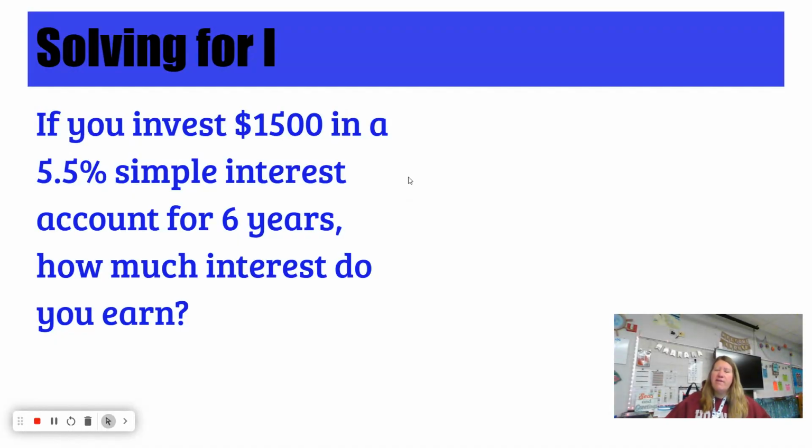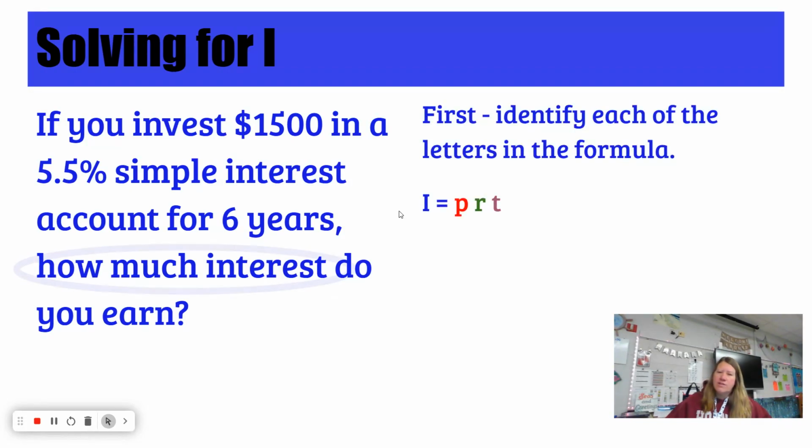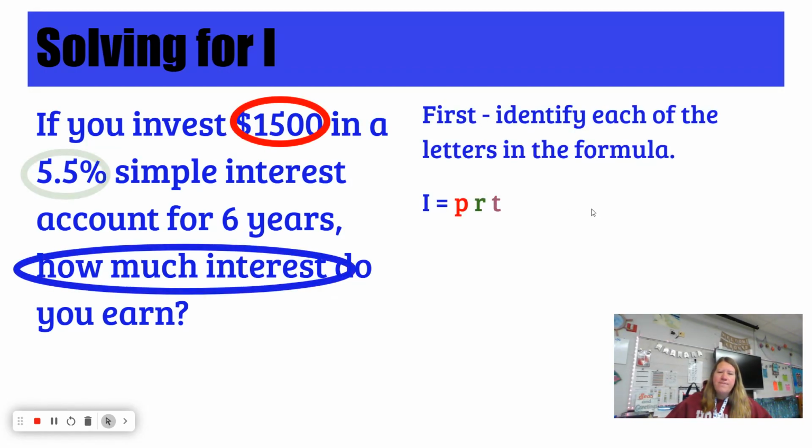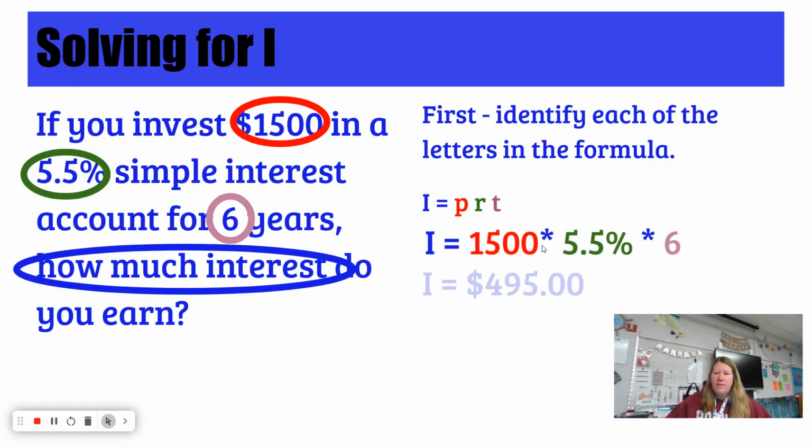Okay, so this is just a review. This is what we have been doing, solving for I, for interest. You have $1,500, 5.5% simple interest account. It's 6 years. Take the three numbers, multiply them together. Okay? So, there we go. I wish 4,000. How about $495 is how much you would earn in 6 years.